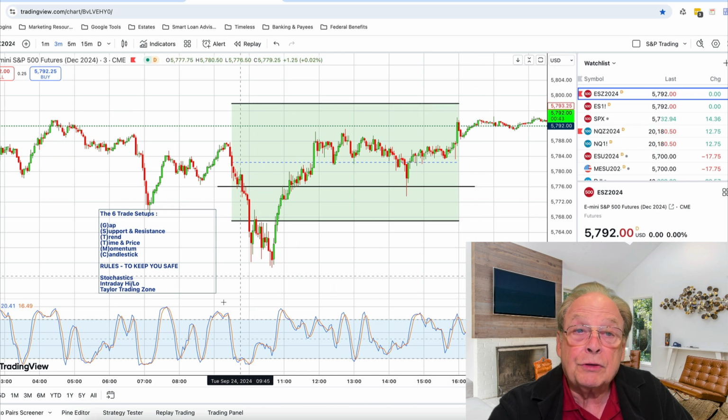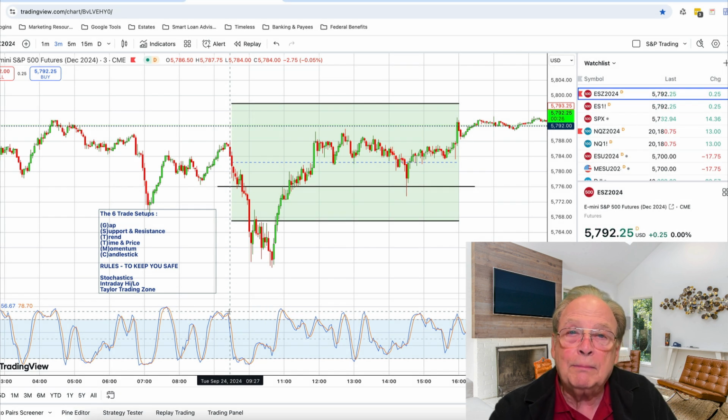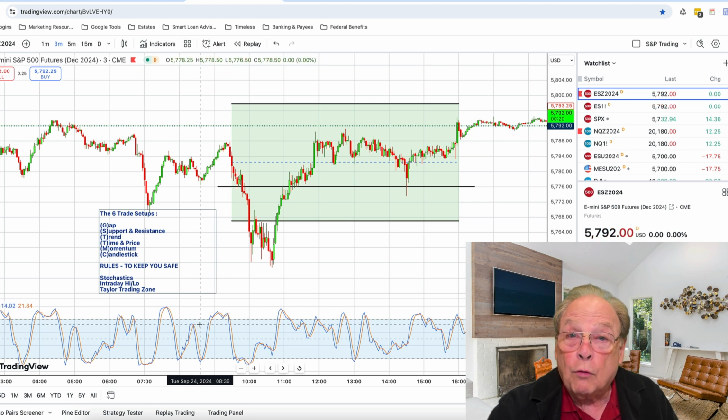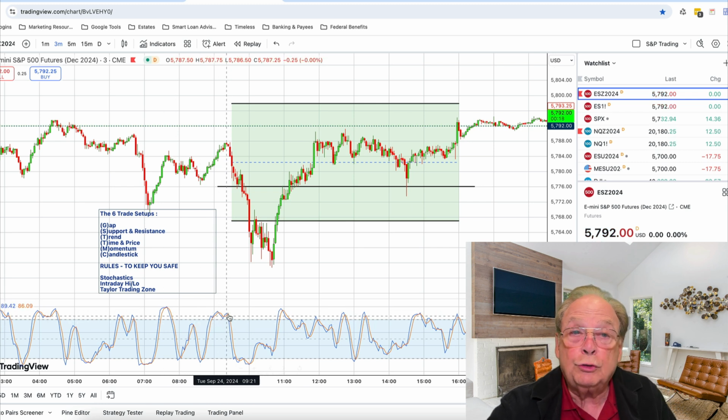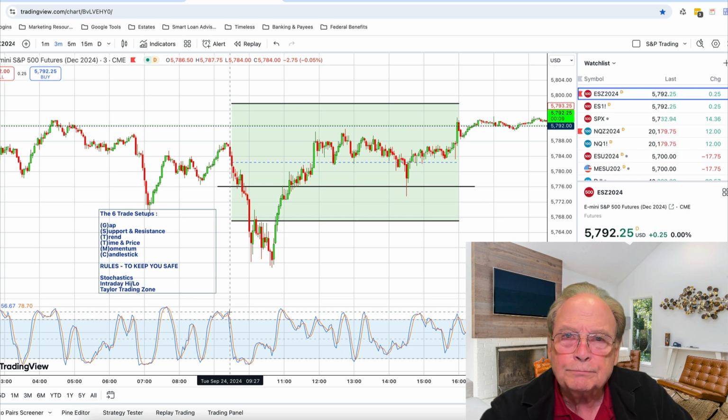Another is the stochastics. Stochastics are an indicator that gives you an indication of which way the direction of the market is going to go at a given period of time. So it's either overbought or oversold. So should you buy the market when it's overbought, or should you sell the market when it's oversold? These are questions that take experience to learn.